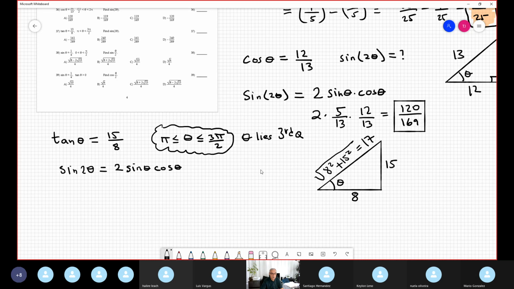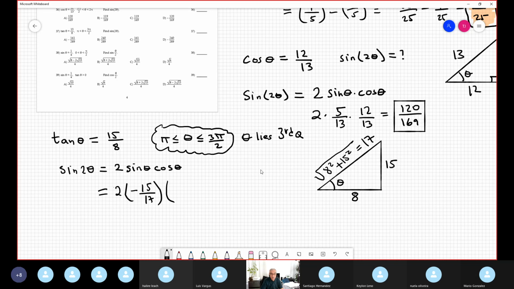Okay, entonces now, suppose que I need to compute sine theta. Well, sine theta is 15 over 17, right? 15 opposite over hypotenuse. But you need to know que es negative, because in the third quadrant, the sign is negative. So you adjust the sign.